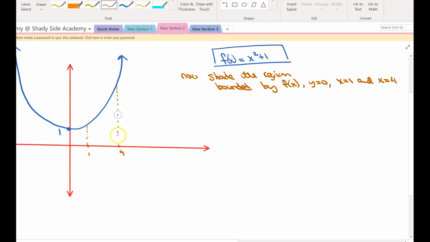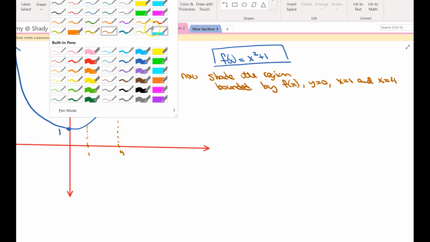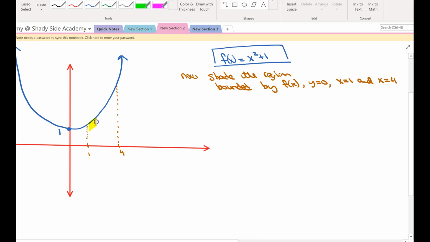And when I shade that region, if I had Bennett here, I would say, Bennett, what's a really nice way to shade a region really neatly? He has the expert iPad. There we go. How's that, Bennett?